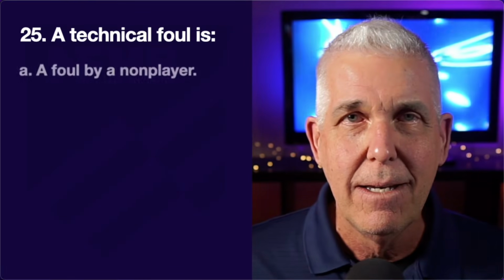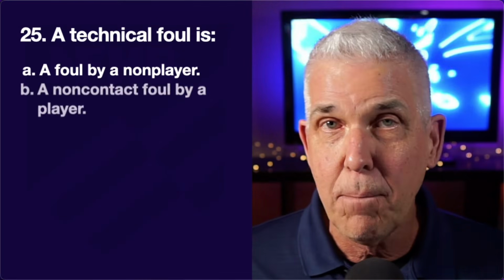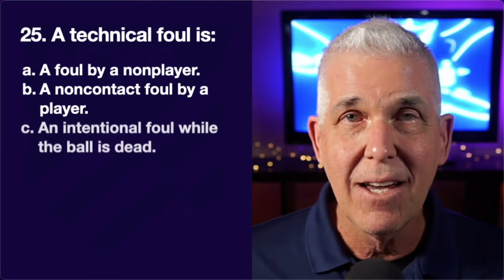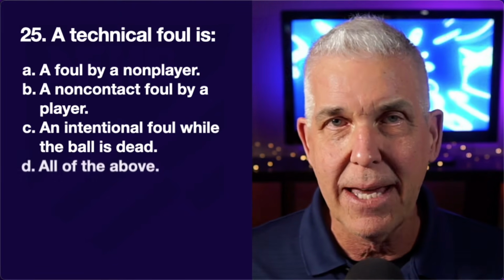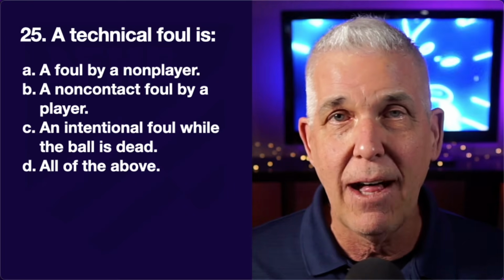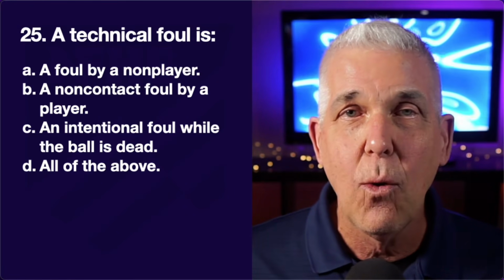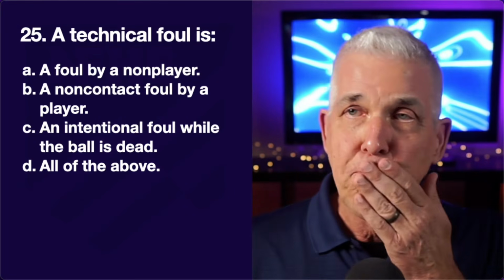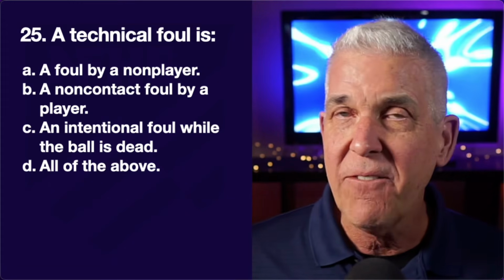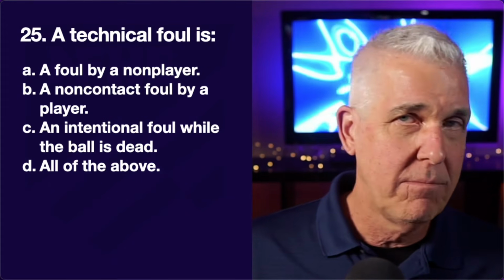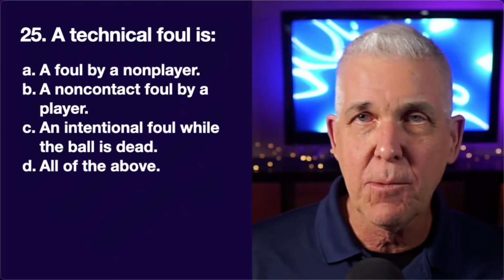A technical foul is A, a foul by a non-player, B, a non-contact foul by a player, C, an intentional foul while the ball is dead, or D, all of the above. Let's review. A foul by a non-player. The opposing team is fast breaking.